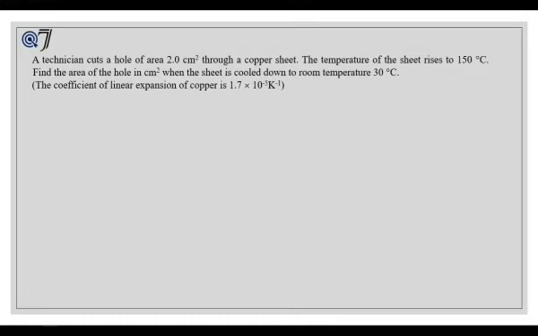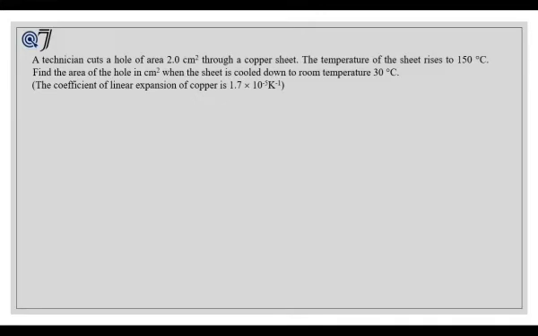We are now at question 7. A technician cuts a hole of area 2.0 centimeter square through a copper sheet. The temperature of the sheet rises to 150 degrees Celsius. Find the area of the hole in centimeter square when the sheet is cooled down to room temperature, 30 degrees Celsius. Given that the coefficient of linear expansion of copper is 1.7 times 10 power of negative 5 per Kelvin.